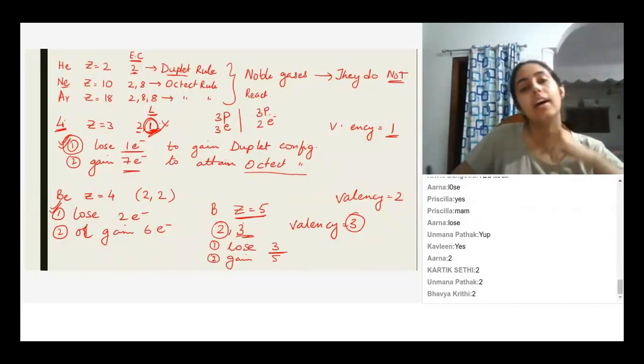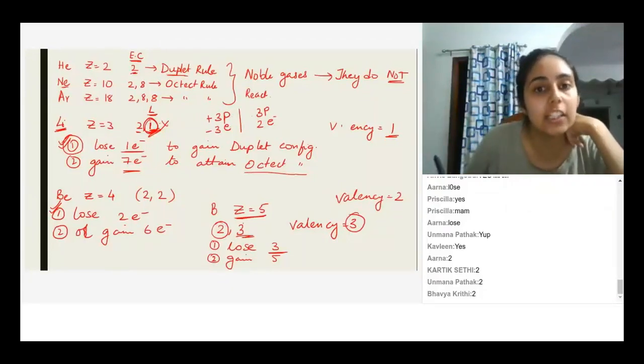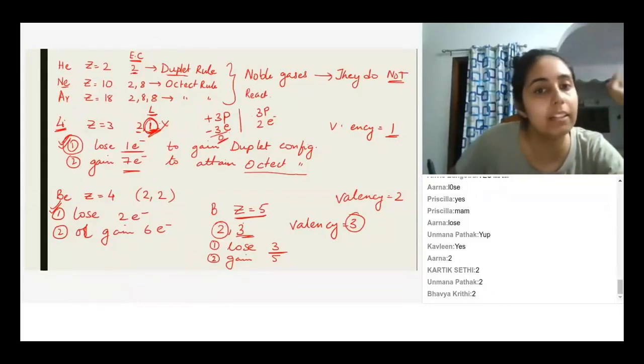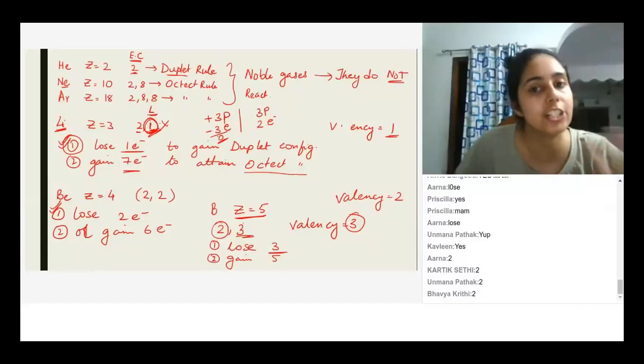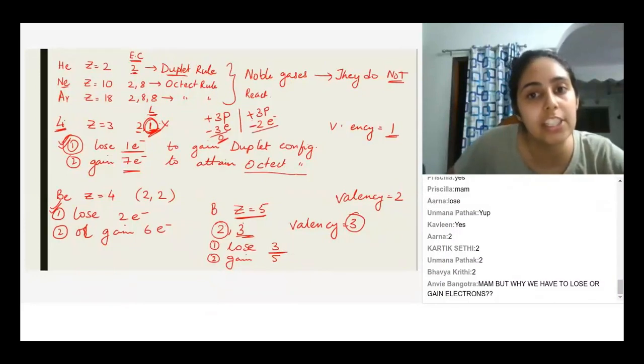Protons are positively charged, so I'm going to write plus 3. Electrons are negatively charged, so I'm going to write minus 3. If I add both together, I get 0. So the charge on lithium at this point is 0. No electron was taken away, everything is there: 3 protons, 3 electrons, total charge 0. Now I have taken away 1 electron, so there are 3 protons, 2 electrons. So what is the total charge on lithium?